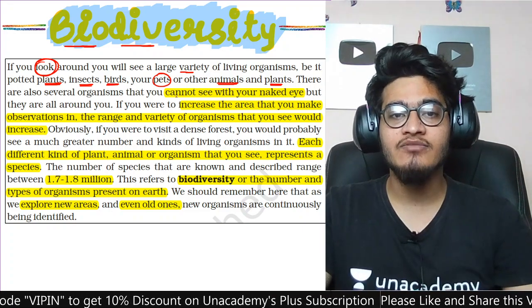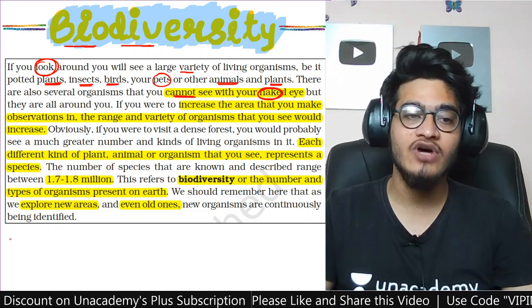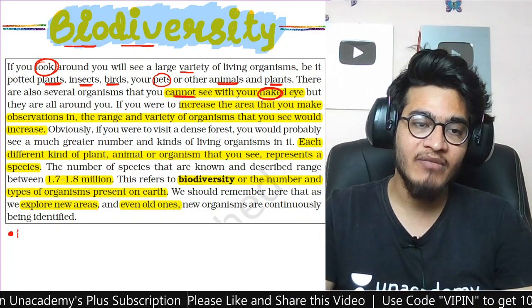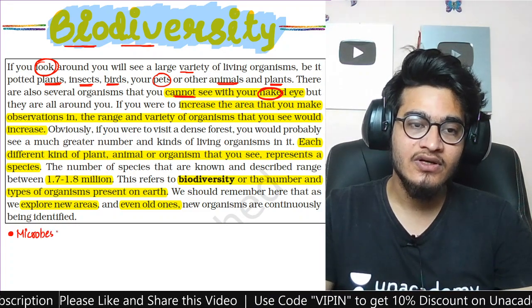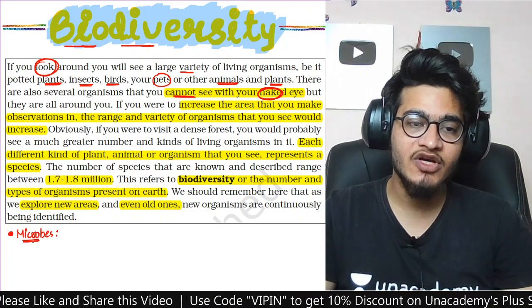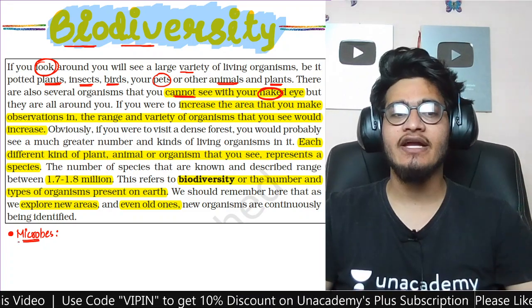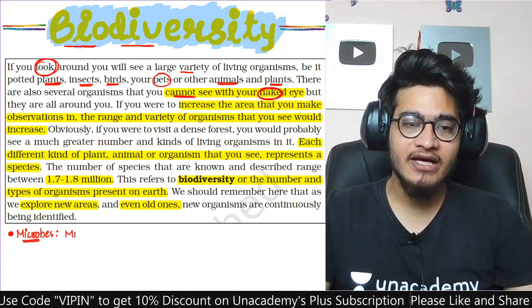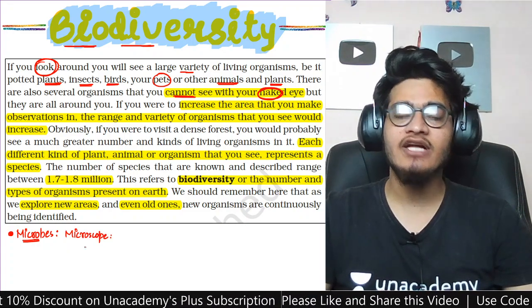Other than that, there are some things that you cannot see with your naked eyes, and these things are called microbes or microorganisms. They are called microorganisms because they are minute in size. You cannot see them with your naked eyes. That's why you require a microscope. And what are these microbes?